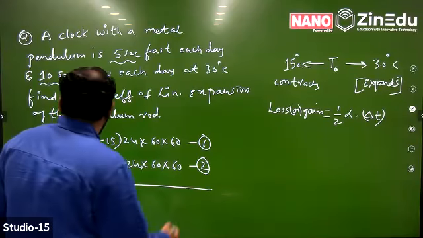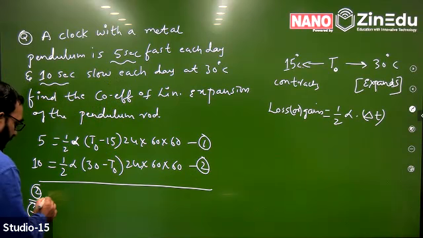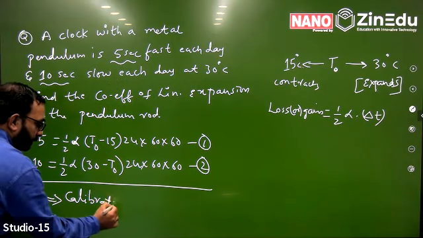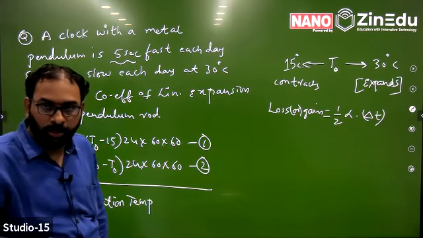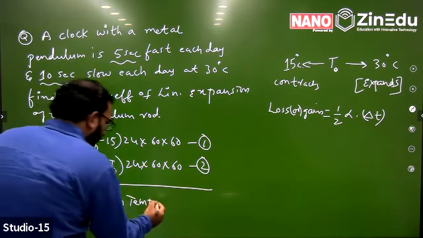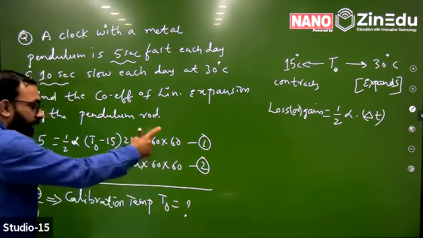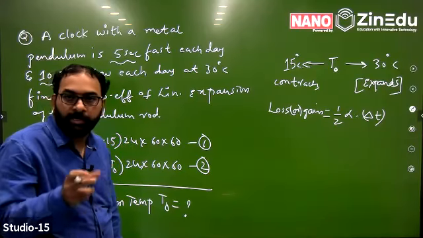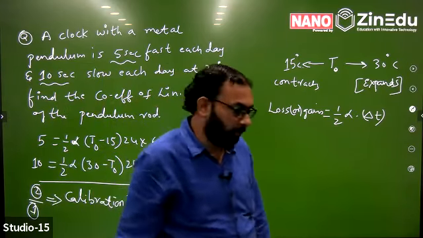So if you divide these two equations, you will get the correct temperature. This is called the calibration temperature. This will give you the correct temperature at which the clock runs correctly, neither loss of time nor gain of time. So we'll get the T naught value. Calibration temperature T naught you can find out by dividing these two equations. Alpha gets cancelled, and after getting the correct temperature T naught, you can substitute in any one equation so that you can calculate the alpha value also.